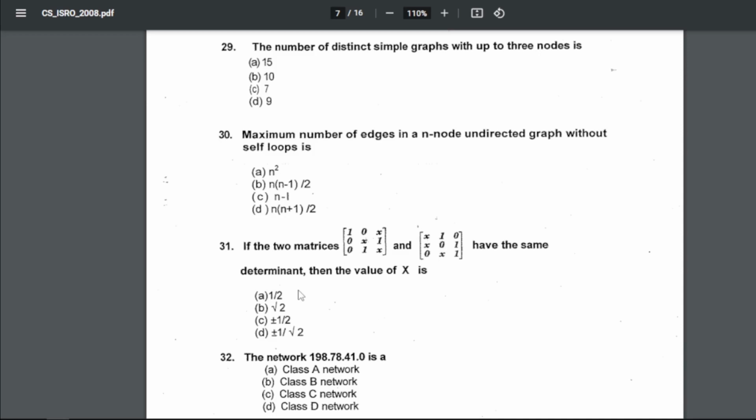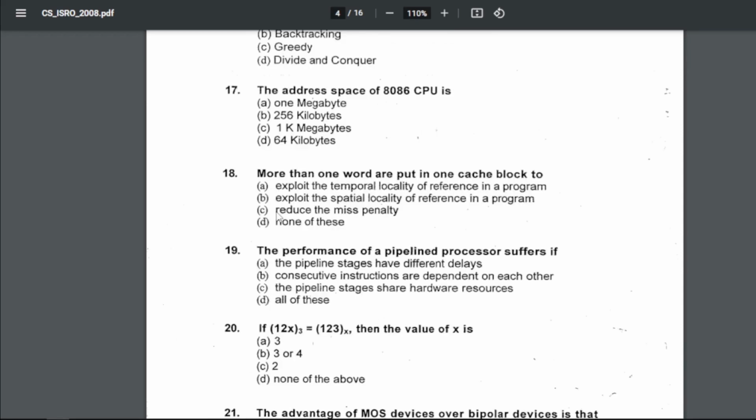And the next question was number 18, that is more than one word are put in one cache block to what? For this our answer will be exploit the spatial locality of reference in a program, right? So more than one word are put in one cache block to exploit the spatial locality of reference in a program.